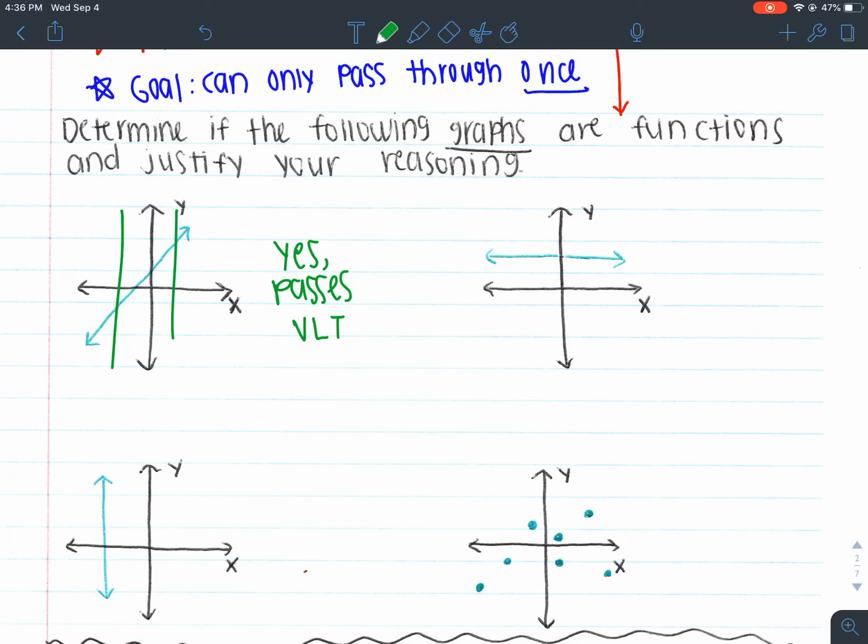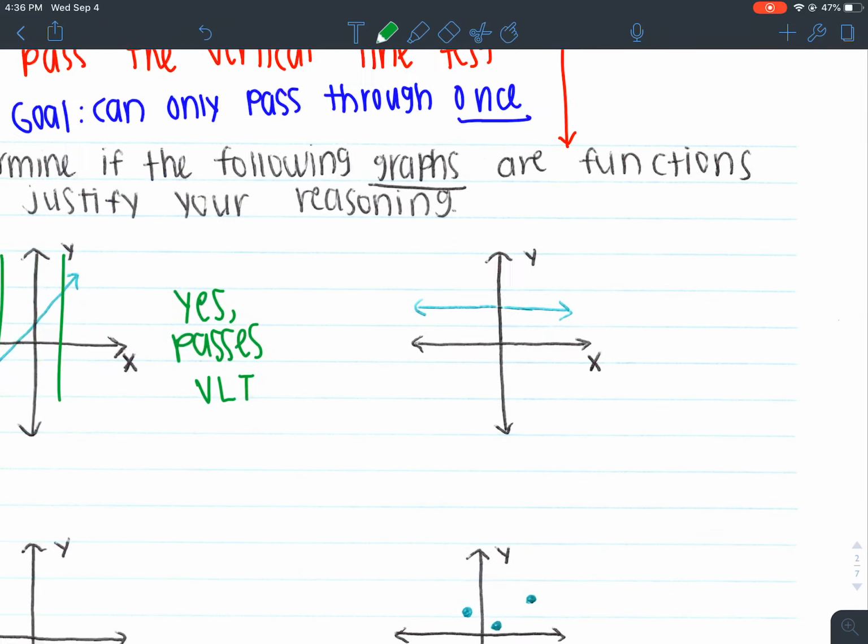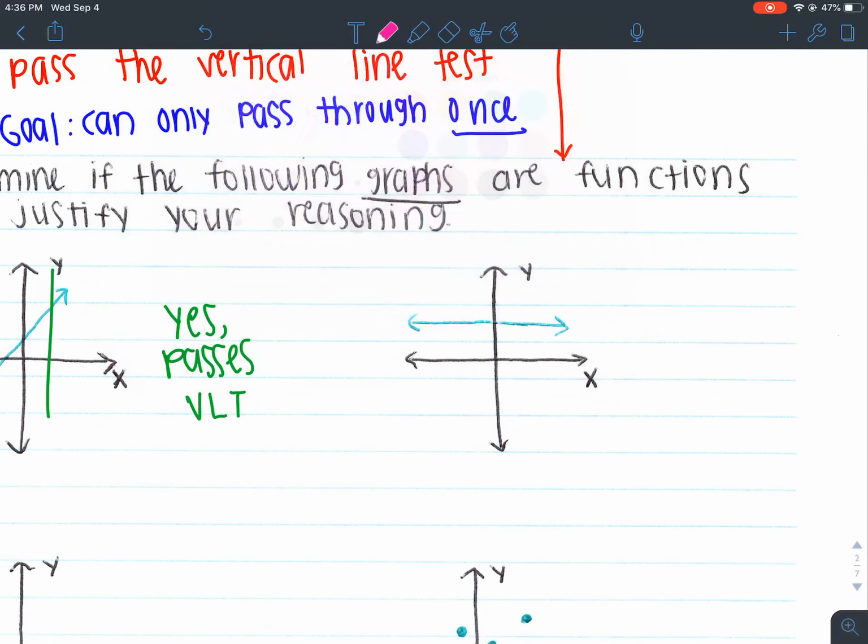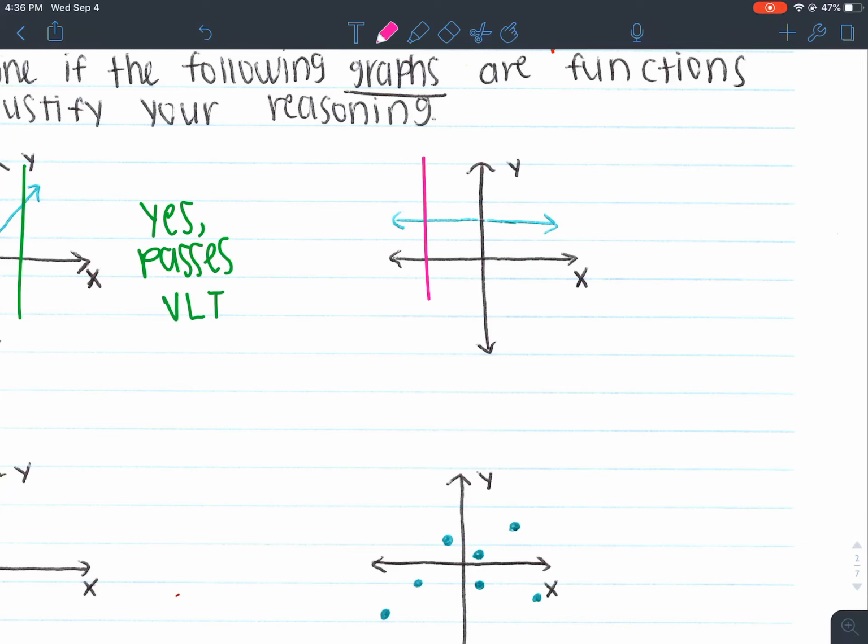I'll just draw a bunch of lines there. Okay. The next one, let's draw a vertical line. Does it pass? Yes. Does this pass? Yep. And this passes. So no matter how many vertical lines I draw anywhere on this graph, it passes. So this is a function because it passes the VLT.